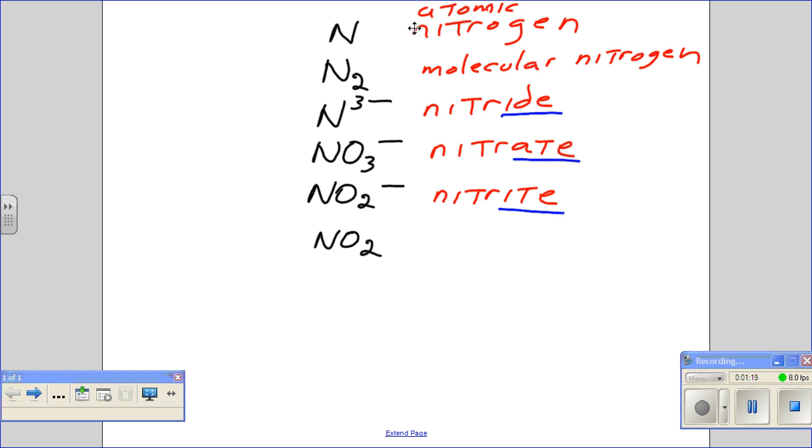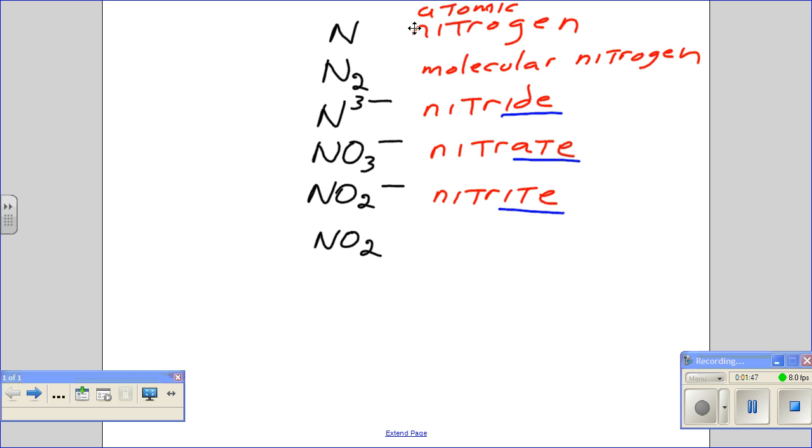If the name of a chemical ends in IDE, it's probably based on an element from the periodic table, a single-atom element. However, if the name ends in ATE or ITE, then it's probably a chemical based on a polyatomic ion. And you need to look the polyatomic up.